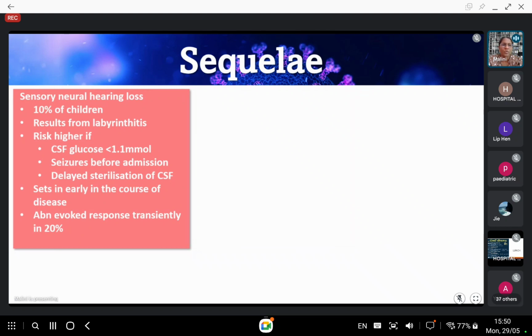It sets in actually quite early in the course. However, there is a proportion, around 20%, that have transiently abnormal evoked response. So I think it's recommended that if you're going to test early, you should repeat your testing later, because not all of them present early, and there is a proportion that is transiently abnormal but actually normalized later.